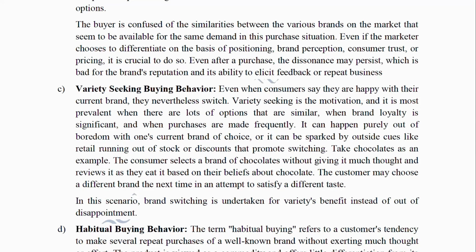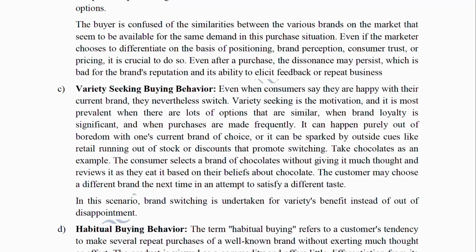C. Variety seeking buying behavior. Even when consumers say they are happy with their current brand, they nevertheless switch. Variety seeking is the motivation, and it is the most prevalent when there are lots of options that are similar, when brand loyalty is low, and when purchases are made frequently. It can happen purely out of boredom with one's current brand of choice, or it can be sparked by outside cues like retail running out of stock or discounts that promote switching.